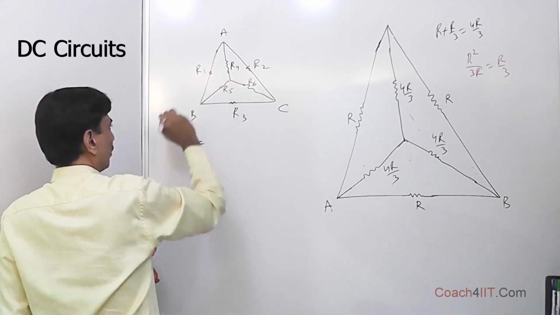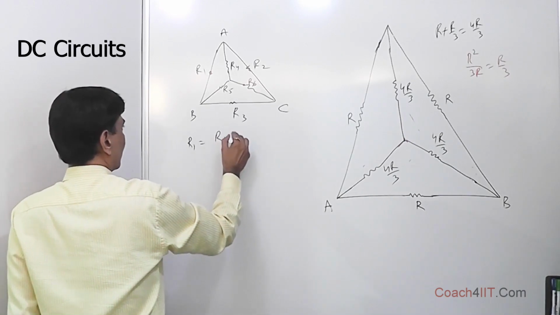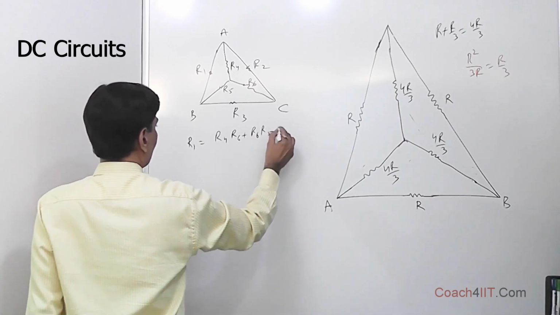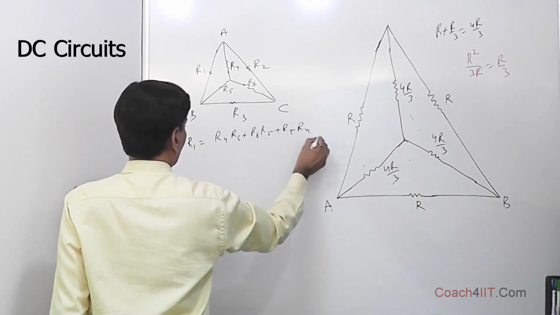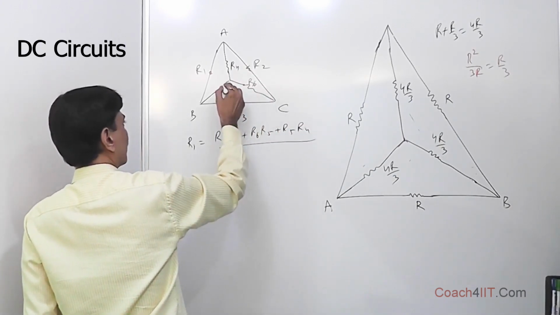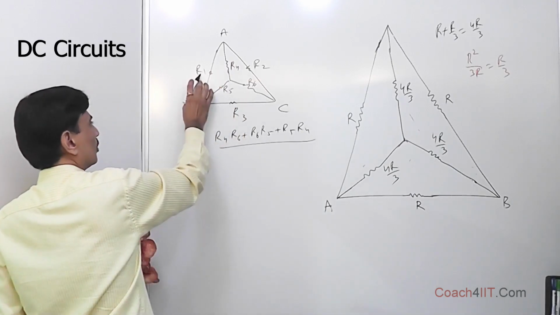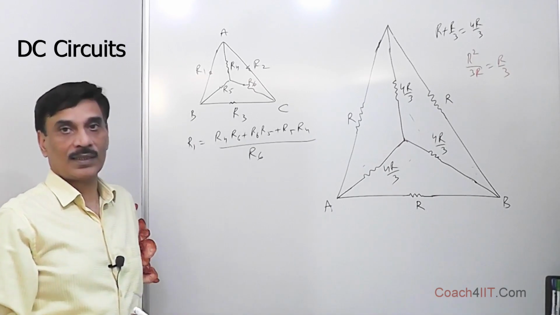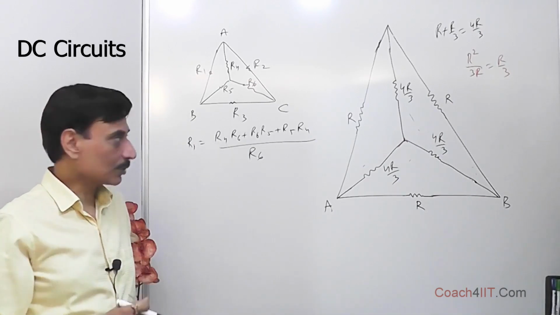So the value of R1 we have found. How have we found it? That is R4 into R6 plus R6 into R5 plus R5 into R4, this into this plus this into this plus this into this, divided by the one opposite to R1, which is R6. This is how we understand the star delta transformation values.